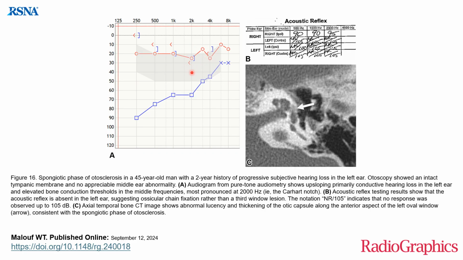The acoustic reflex in this patient was absent in the left ear, which is suggestive of a fixation or a third window lesion. So on the CT image, we can see the abnormal lucency pointed by this arrow, which is located along the anterior aspect of the oval window. So this is a case of spongiotic phase of otosclerosis.